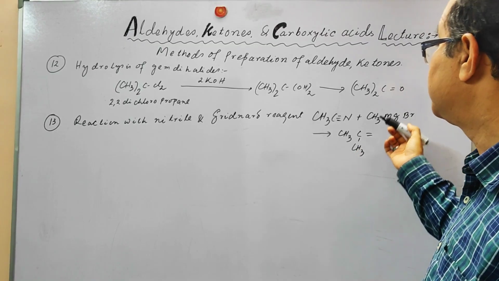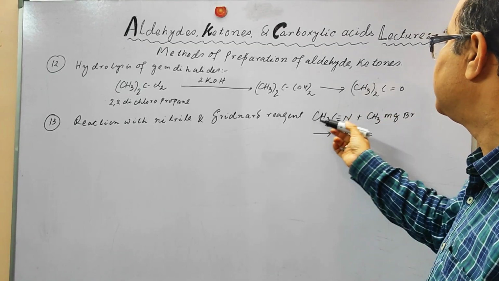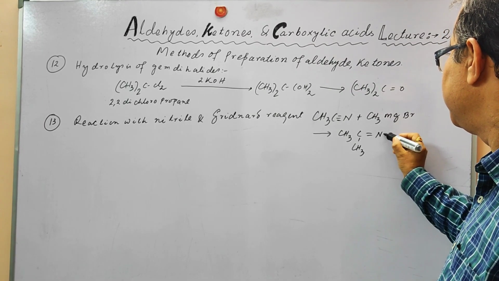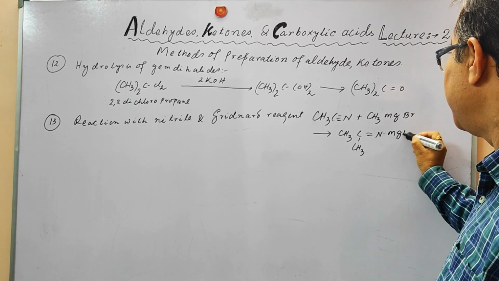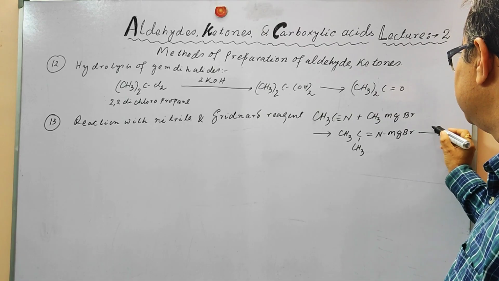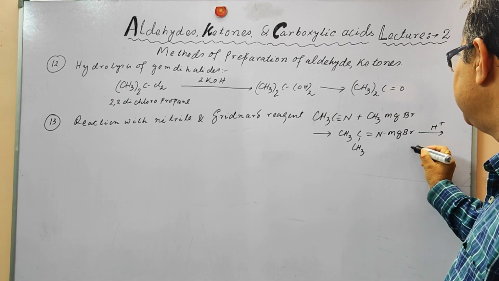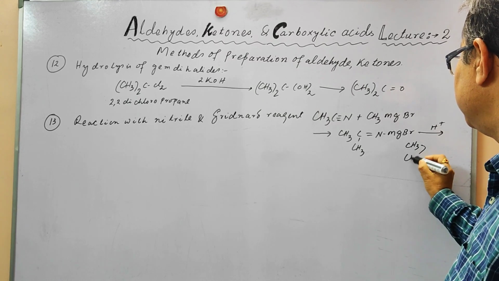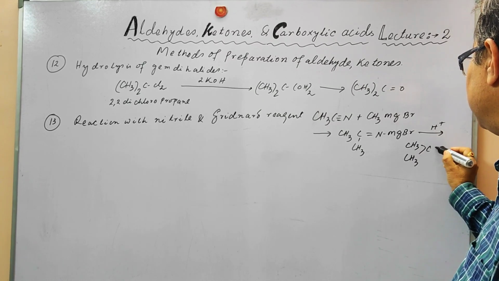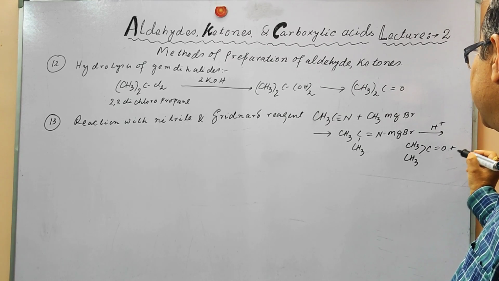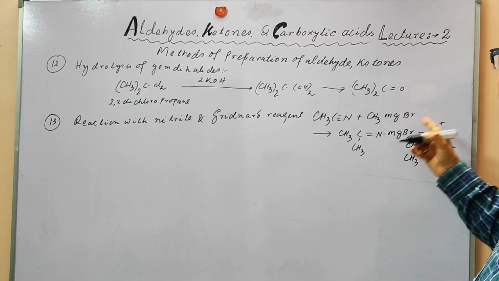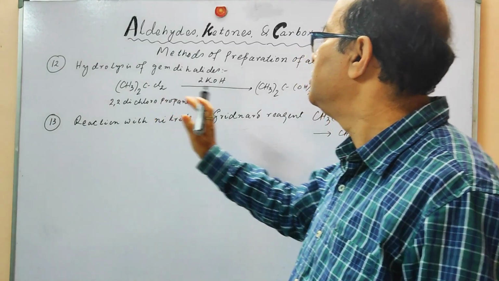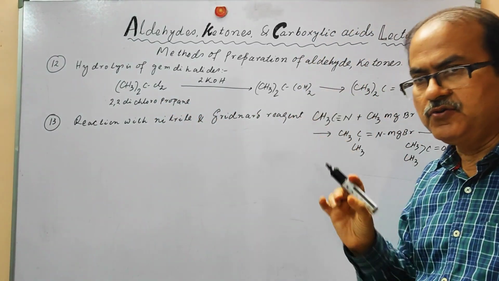Now it will produce a ketone when we use this acetonitrile, and this is the intermediate with NMgBr. And when it is hydrolyzed, it will produce the ketone. And other products are ammonia and also Mg(OH)Br. So this is how the aldehyde and ketone are produced.